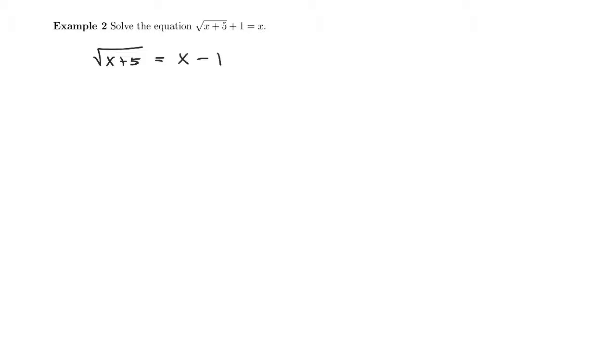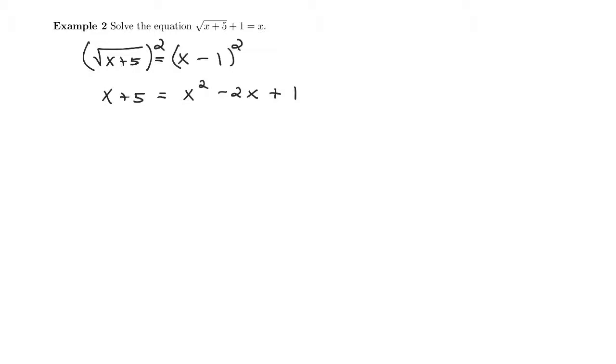This way, the root is still by itself, so I can now square both sides. So I'm going to square the left and square the right. The whole goal is to get rid of the root symbol, and this will take care of that. The left side is going to be x plus 5. Now if I square out the right side, I gotta be careful. I get x squared, I get minus 2x and plus 1. So don't forget that when you square x minus 1, you're going to have 3 terms.